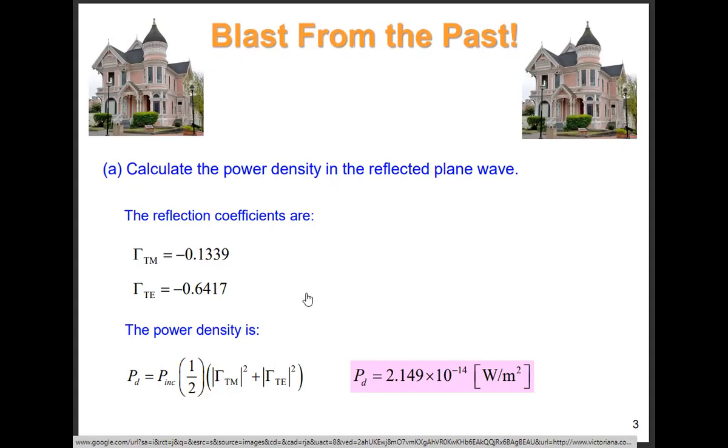Now, because the two reflection coefficients are real numbers, it'll turn out that the TM and TE waves maintain a 90 degree phase difference. But they're not going to have equal amplitudes because of these different values. And notice the gamma TE is the bigger of the two. So therefore, the major axis of the polarization ellipse is going to be along the TE direction, not the TM direction.